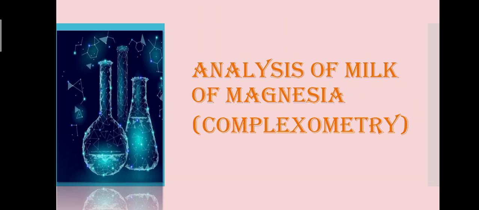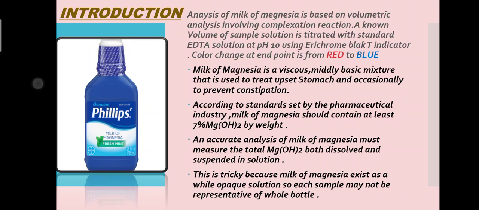Now come to the introduction. Analysis of milk of magnesia is based on volumetric analysis involving complexation reaction. A known volume of sample solution is titrated with standard EDTA solution at pH 10 using Eriochrome Black T indicator. Color change at endpoint is from red to blue.